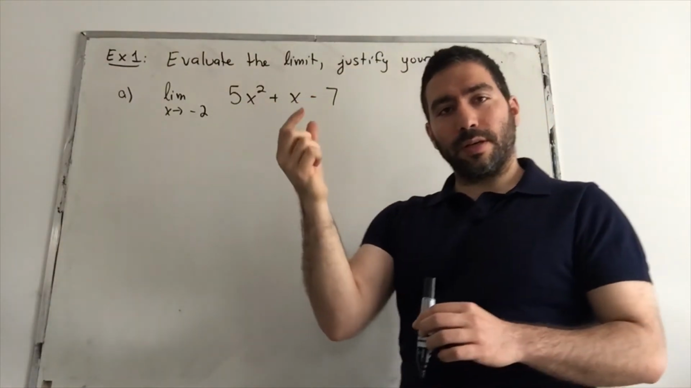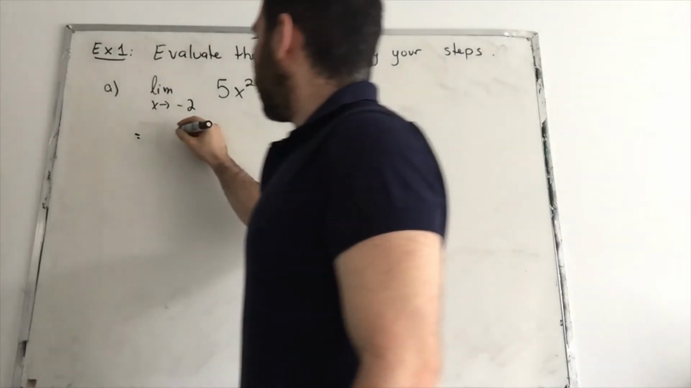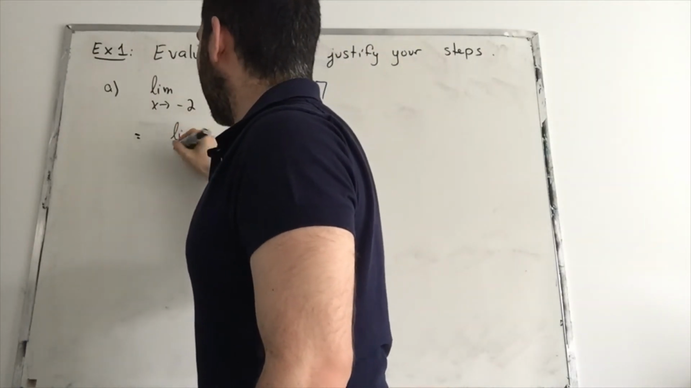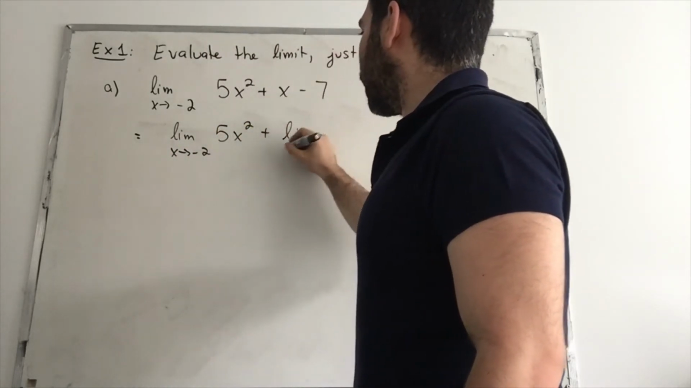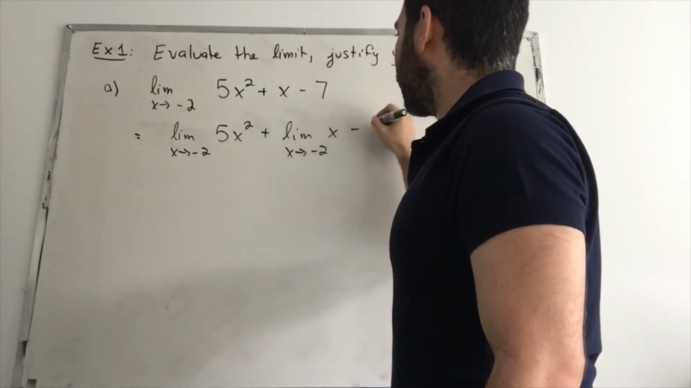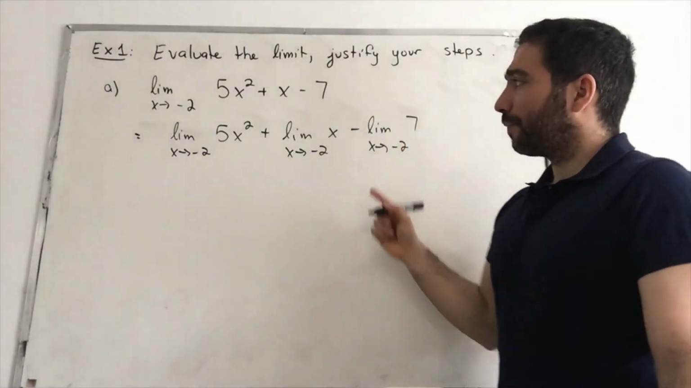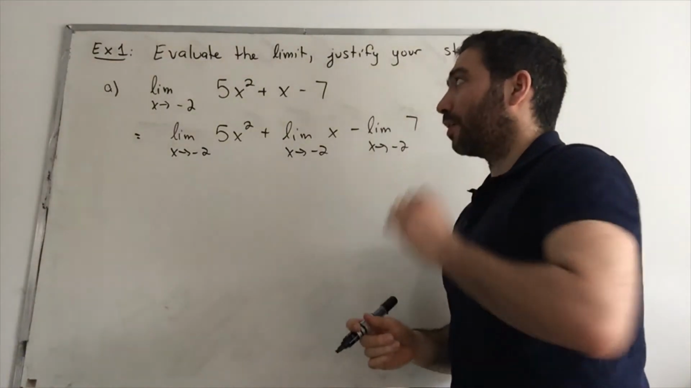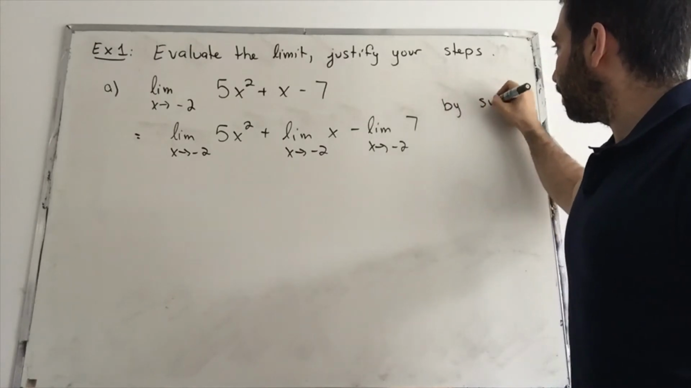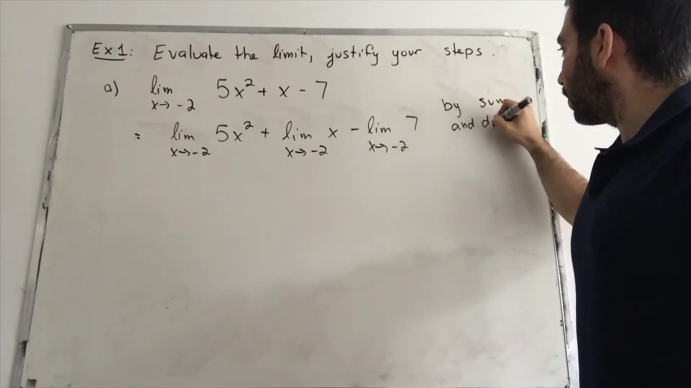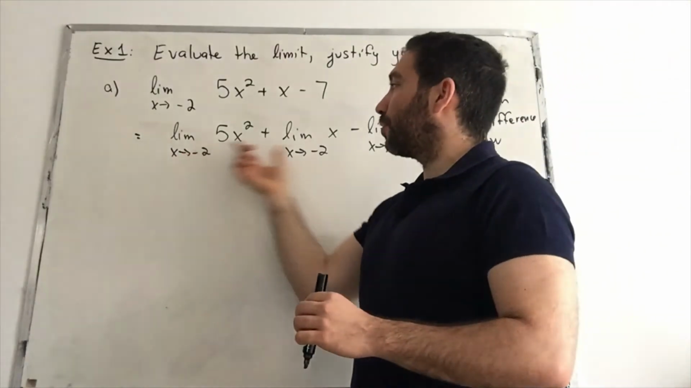Okay, so the first thing we're going to do is we're working with a polynomial here. So what we want to do is take the limit of each term individually. So here we're going to be using the limit as x approaches -2 of 5x squared plus the limit as x approaches -2 of x minus the limit as x approaches -2 of 7. Okay. We're allowed to use this because of the sum and difference law for limits. So by sum and difference, it allows us to take the limit of each term individually.